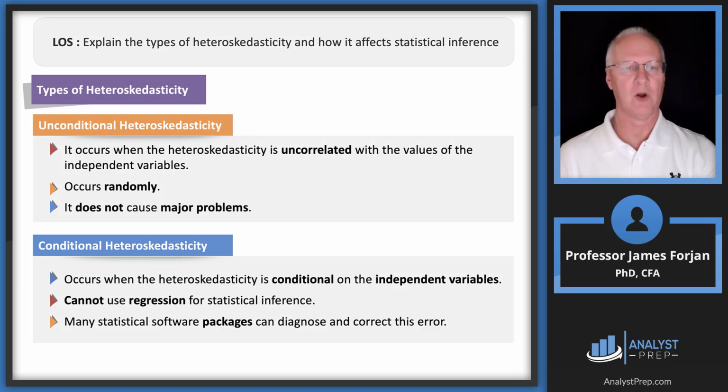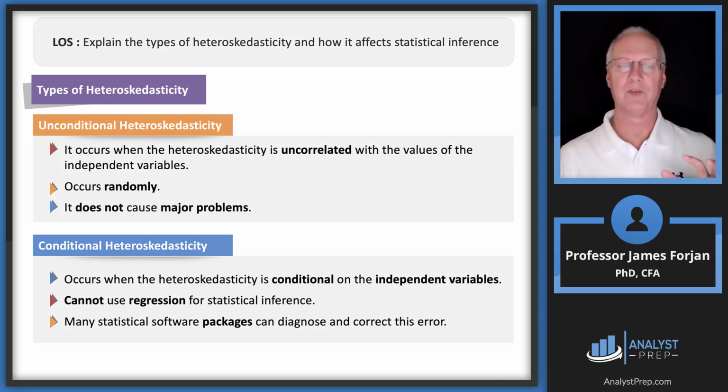So look at that first arrow point. When heteroscedasticity is not correlated with the values of the independent variables, this is kind of consistent with one of those assumptions. If we have conditional heteroscedasticity, well, then this just throws everything right out. Look at that second arrow point. Cannot use regression for statistical inference.